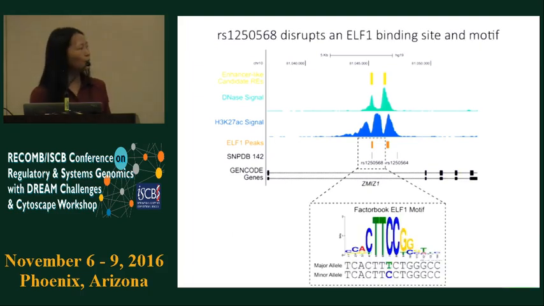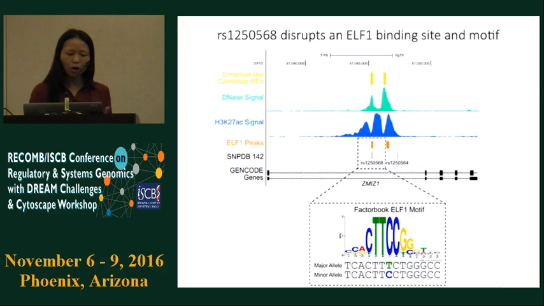Furthermore, if you look at this variant very carefully, it actually overlaps with the binding site of a transcription factor called ELF1. So you can see that the variant here, the major allele is T, which agrees with the motif, and the minor allele, which might be implicated in multiple sclerosis, is C, that is not the consensus of the motif and might break the binding of this transcription factor.